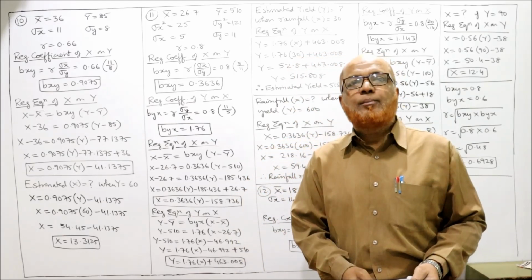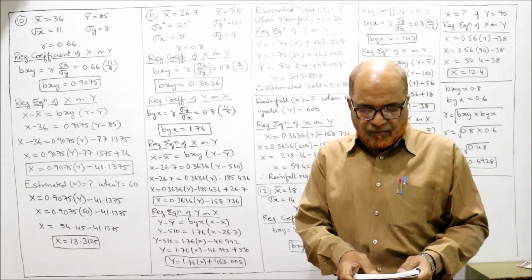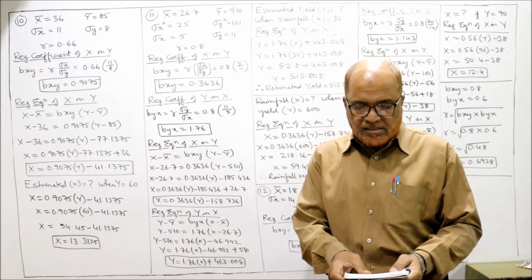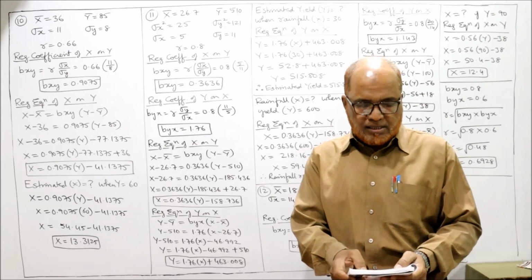First of all, we have to calculate both the regression equations, then only we can attempt this question. Rainfall in centimeters, yield in kilograms, mean. So x bar is equal to 26.7 and y bar is equal to 510.